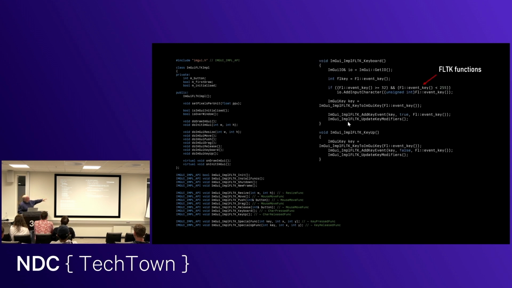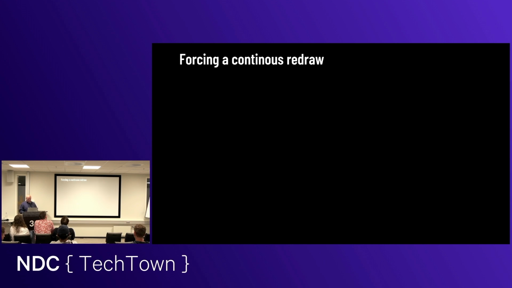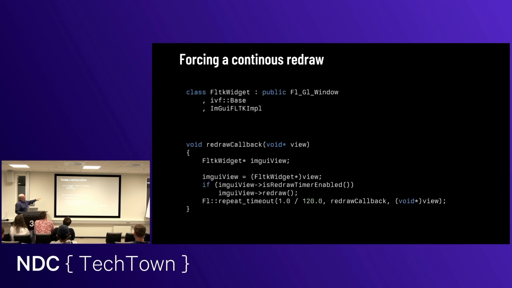And here you can see I have a lot of code that interfaces with the FLTK backend, but provides me with the same methods that I have in ImGUI to kind of start implementing stuff. So this is the FLTK widget, based on the FLGL window, and there's a redraw callback here that I add. So I force my own view to redraw all the time here.